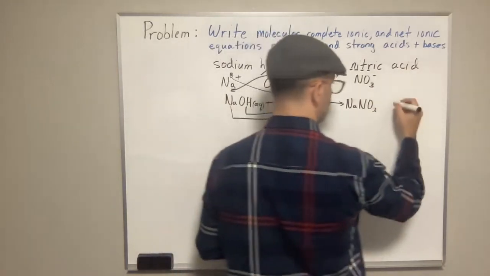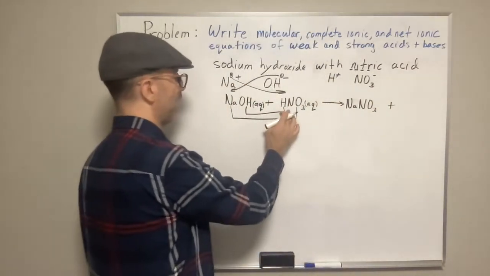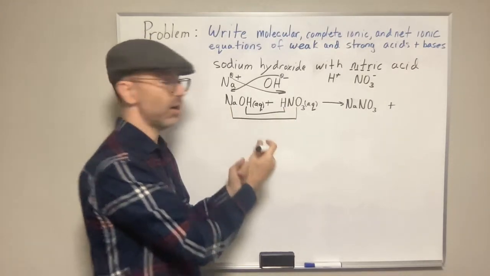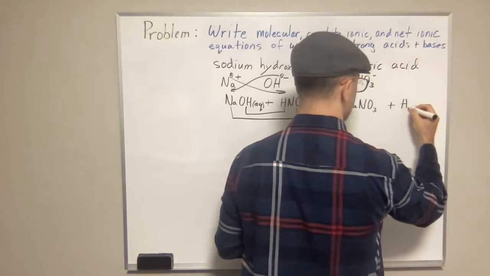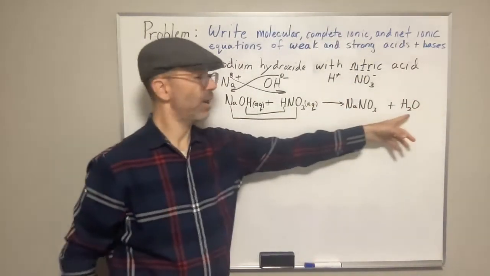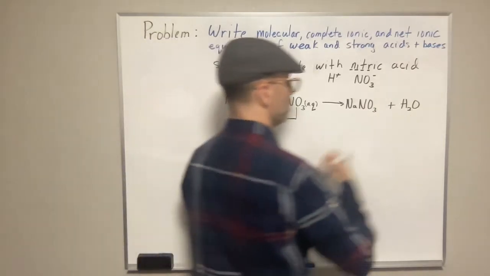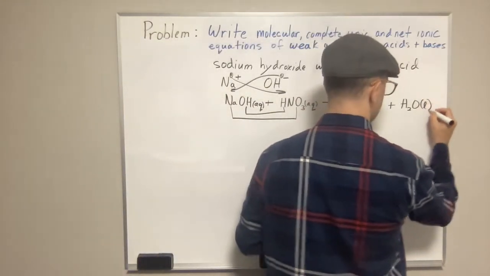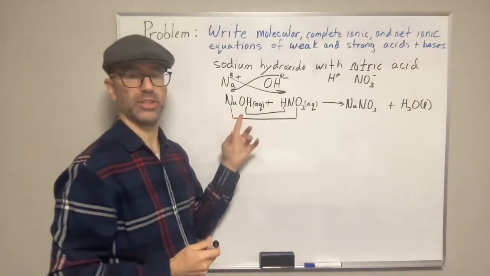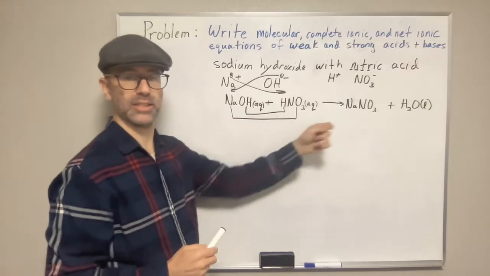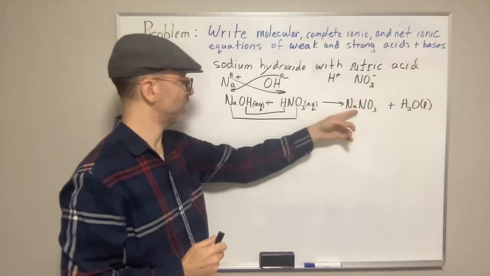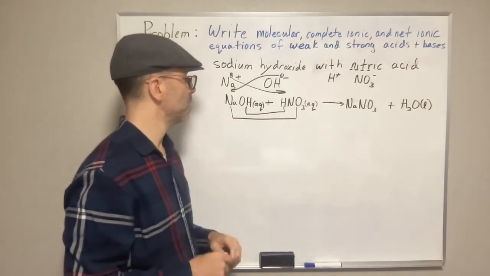So that's going to be NaNO3 plus, and then you have the H plus and the OH, that's going to come together and you're going to get water. So you got H2O. And so this is going to be liquid. So water is a liquid. And we're going to need to balance this equation, make sure it's balanced, and write the states for all of them. We have the state for this one. We have to check that out and see if that's a solid or aqueous.